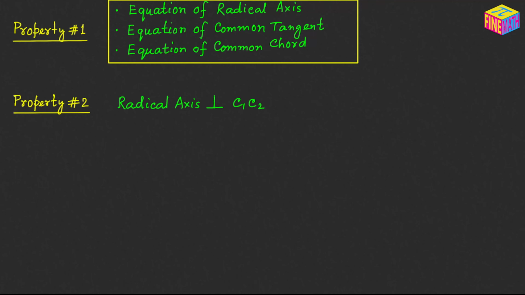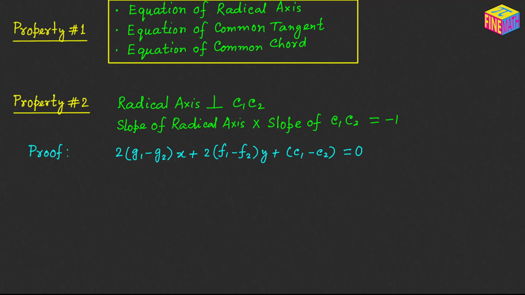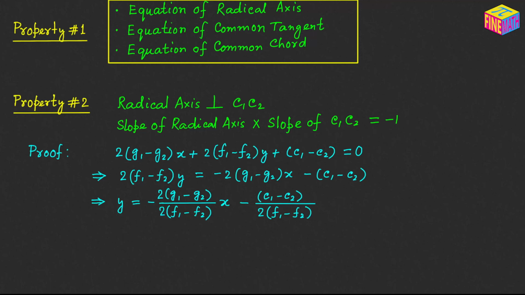So this means the product of the slopes of the radical axis and this line segment will be equal to -1 if they are perpendicular to each other. Next we are going to see how to prove it. We just derived the equation of the radical axis, which looks like this, and we can easily convert it into the y equals mx plus c form. And here you see in the x term we have a 2 in the numerator as well as in the denominator, so they will cancel out each other, and from here we can clearly see that the slope of this line is equal to negative g sub 1 minus g sub 2 over f sub 1 minus f sub 2. So that is the slope of the radical axis.